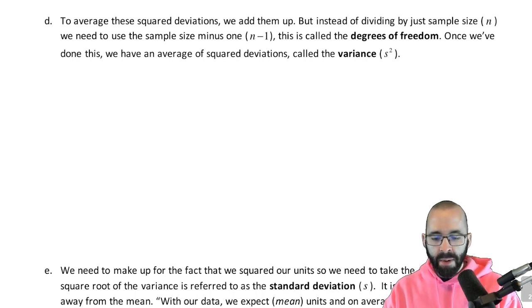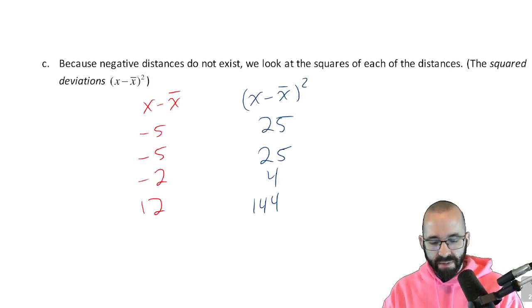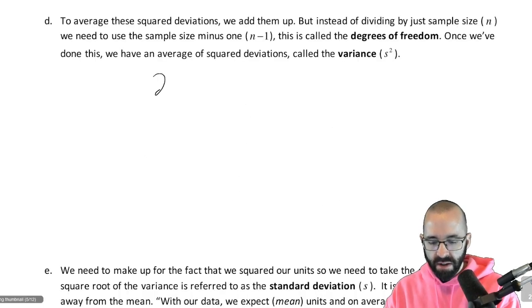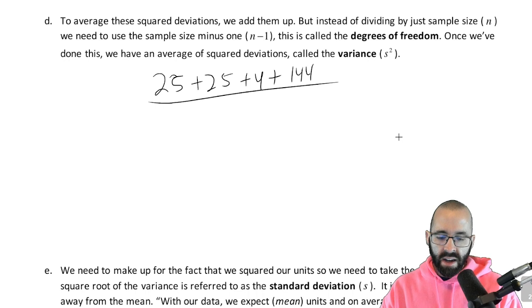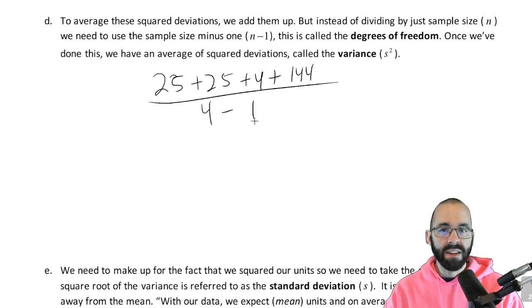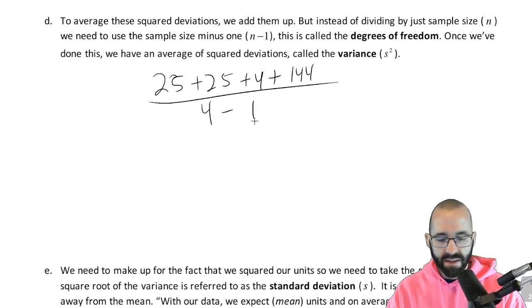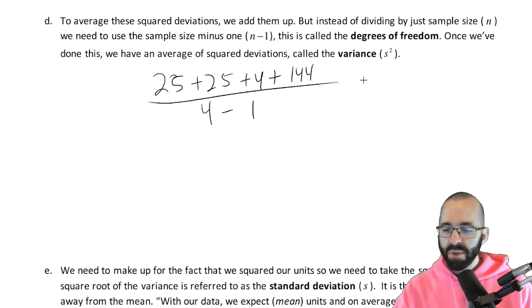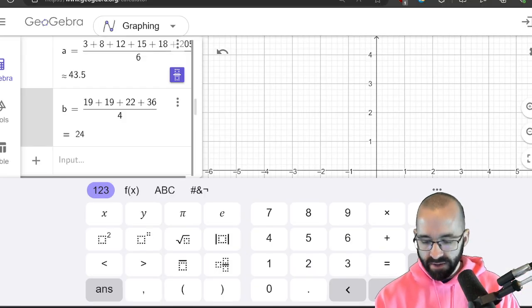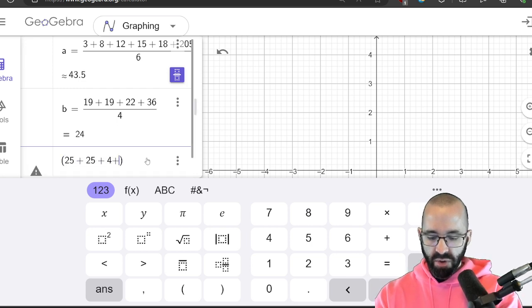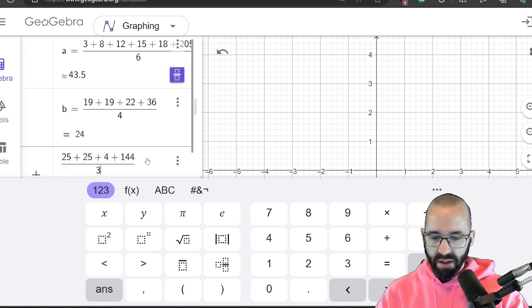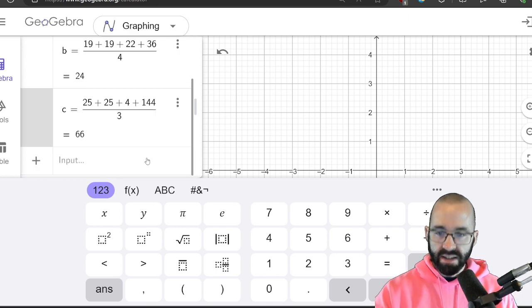So let's add them all up and divide by n-1. We need to add these up: 25, 25, 4, and 144. And divide them by n-1, which is just 3. So what happens when you do that? Let's use our calculator again. We're going to say 25 plus 25 plus 4 plus 144, divide that by 3. And we get 66.